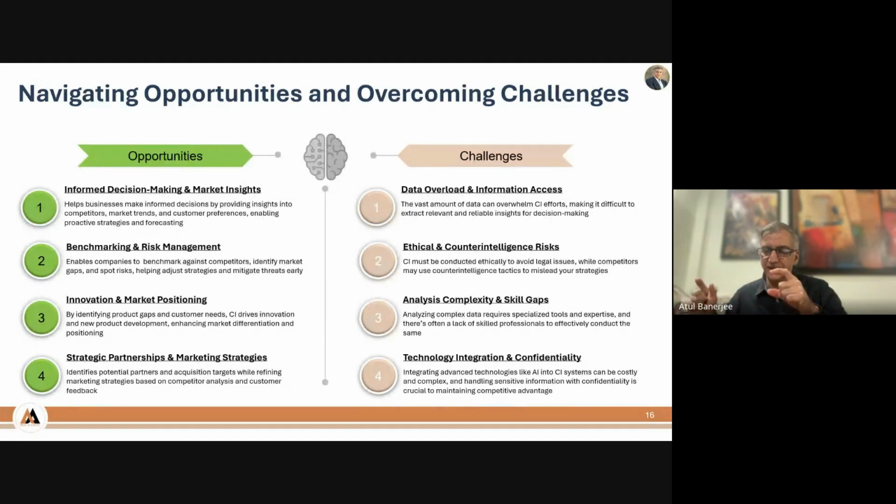But actually, the result of all of that work goes up the chain to the board level at these companies. And sometimes analysts don't realize how important this kind of work is. At board level, the head of CI, the marketing director, uses the insights to feed into the decision-making process of these companies. We also do benchmarking and risk management.